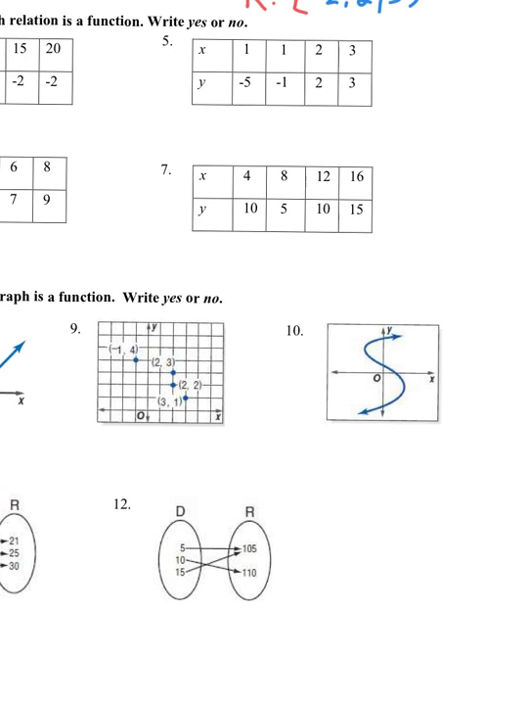So if you think about number 10, if we draw a vertical line right here, you can see we go through the graph in a few points there. This would not be a function.